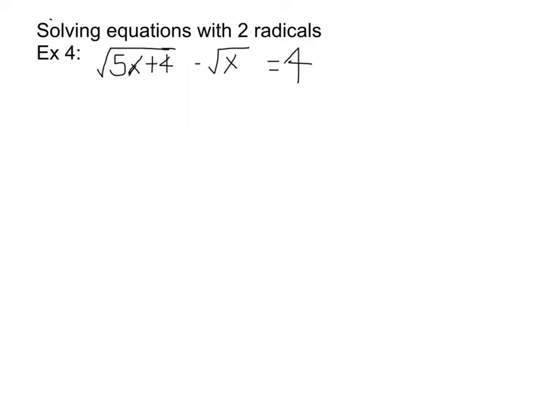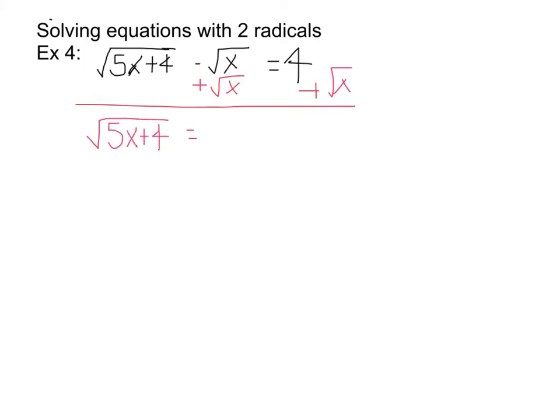The last example we are going to look at today is solving equations that have two radicals. So our first step had always been to get a radical by itself. That's going to be the same step. You have to get at least one of those radicals by itself. So this second radical, since it's minus the square root of x, it's easy just to add the square root of x to the other side. So you have the square root of 5x plus 4 equals 4 plus the square root of x. If you wrote it as the square root of x plus 4, that works as well.